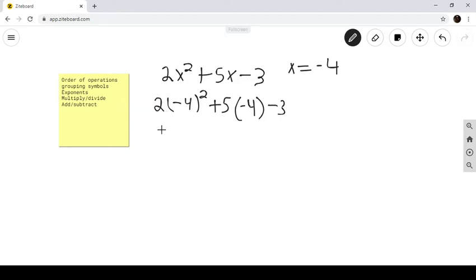So again, let's figure this one out. First of all, grouping symbols. Nothing that I can really do inside the grouping symbols. There's just single numbers. Exponents, though? Yeah. I've got an exponent there. Negative 4 squared is positive 16. Then 5 times negative 4, that's negative 20. I don't need to do that step yet, but I'll go ahead and do it.